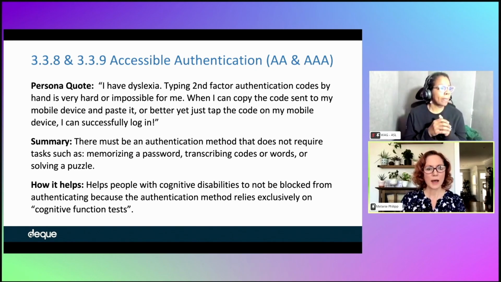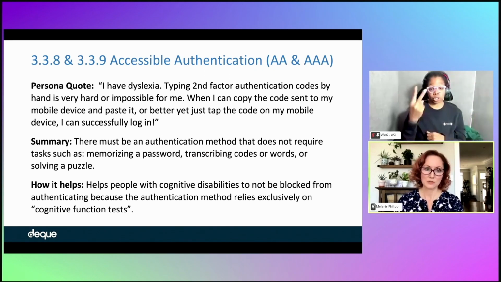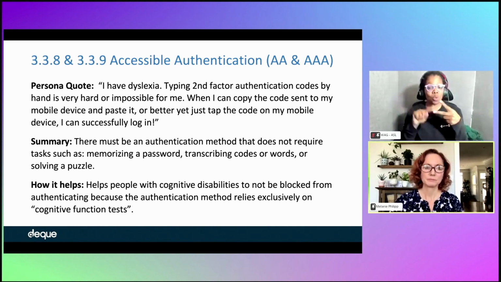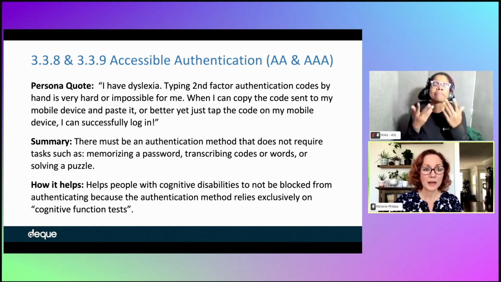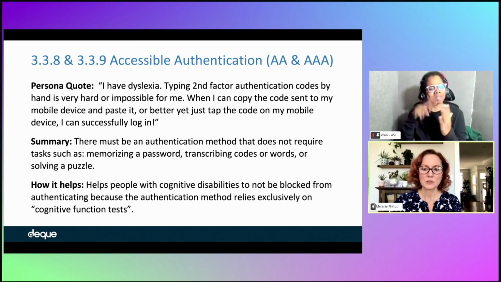So next up, we have 2 success criterion related to accessible authentication. One is AA and the other is at AAA. Here we're thinking about somebody who might say, "I have dyslexia. Typing second factor authentication codes by hand is very hard or impossible for me. When I can copy the code sent to my mobile device or better yet, just tap the code on my mobile device, I can successfully log in."